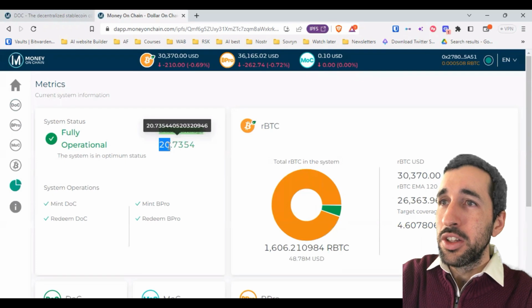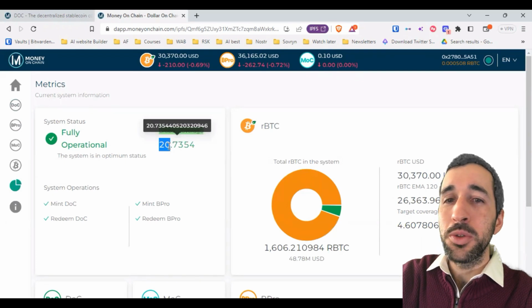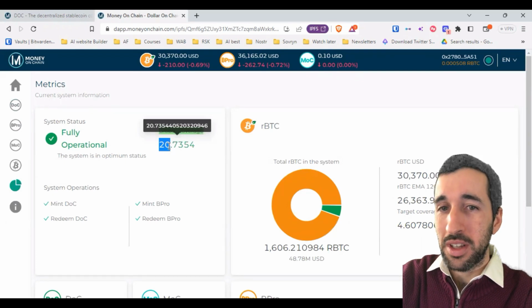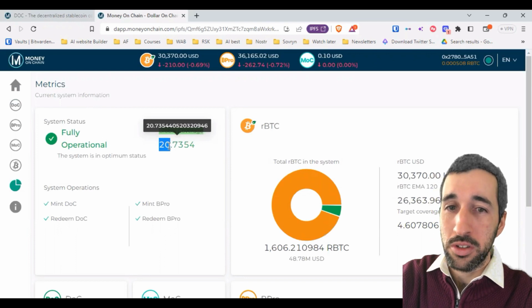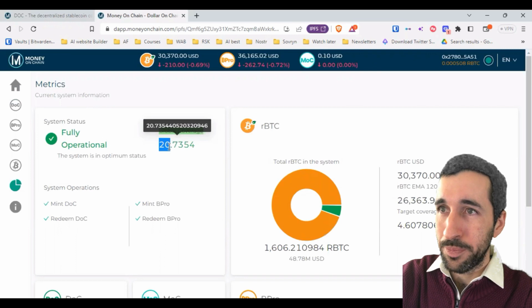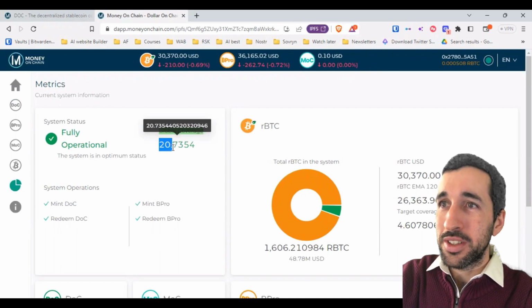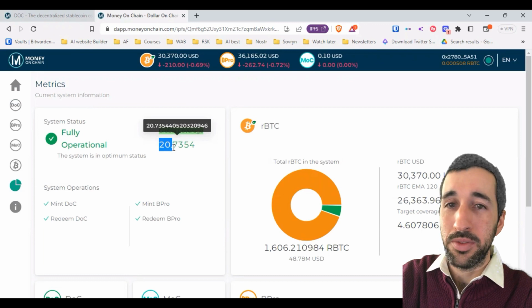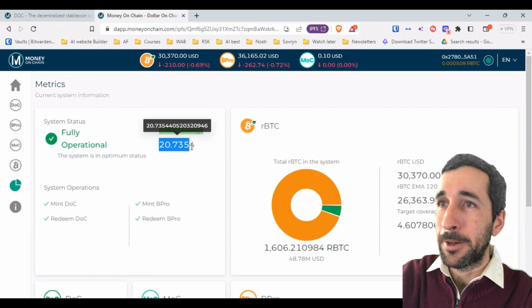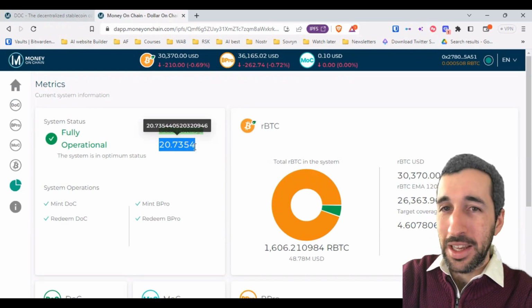Okay, so there is a lot more in reserves as collateral than the amount of DOC, dollar on chain, issued. So this means that in order for the system to get in trouble, Bitcoin would have to lose 20 times its value. Okay, this is of course very, very unlikely to happen.